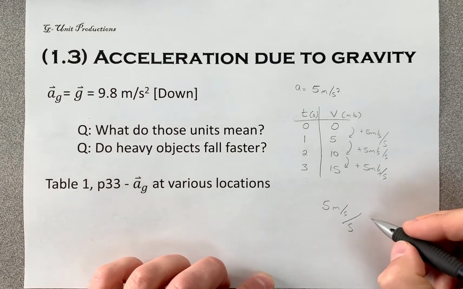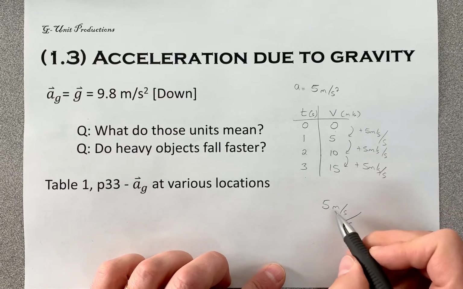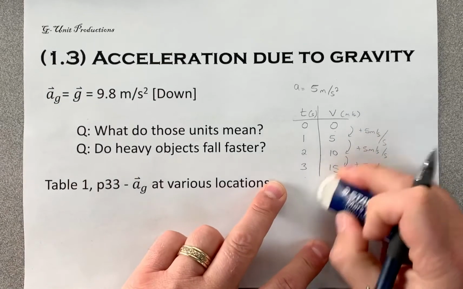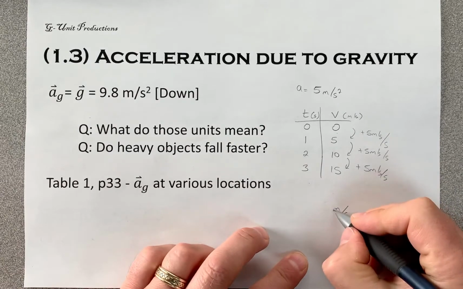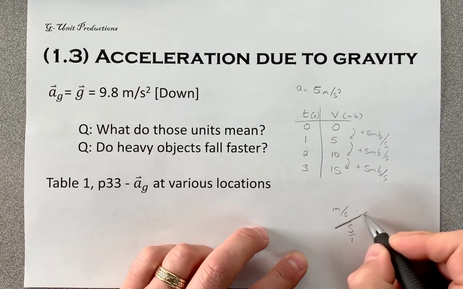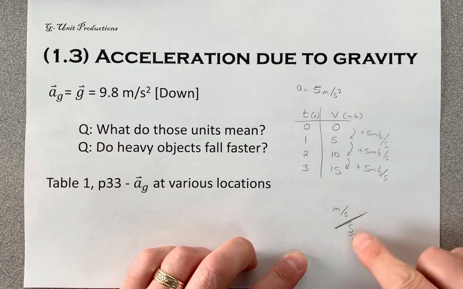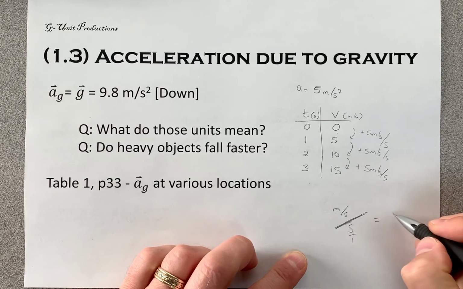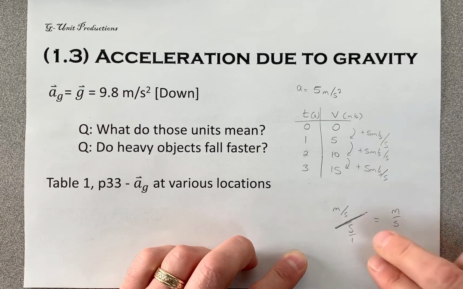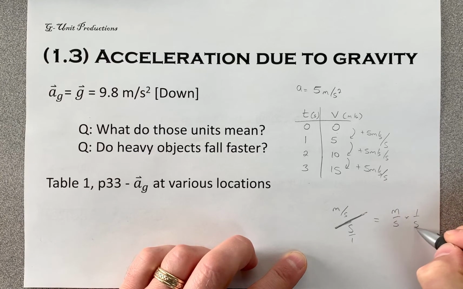What that means really is, if you think of your fractions, meters per second, let's forget the 5 for just a second here. If I said meters per second, that's like meters over seconds over 1. Meters per second per second. If I divide fractions, that's the same as multiplying by the reciprocal. So the 1 over seconds, seconds over 1 becomes 1 over seconds.